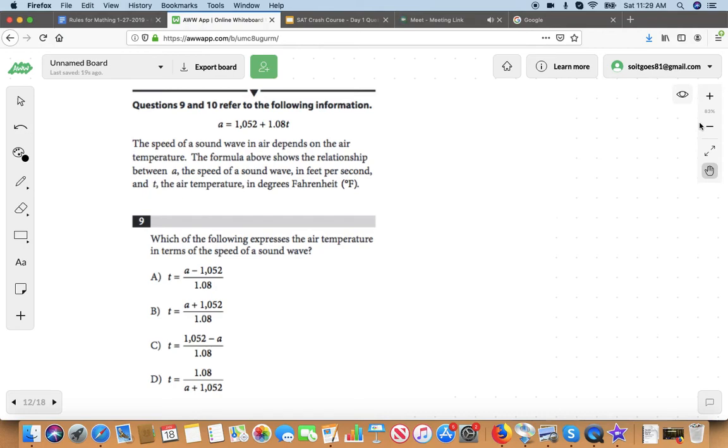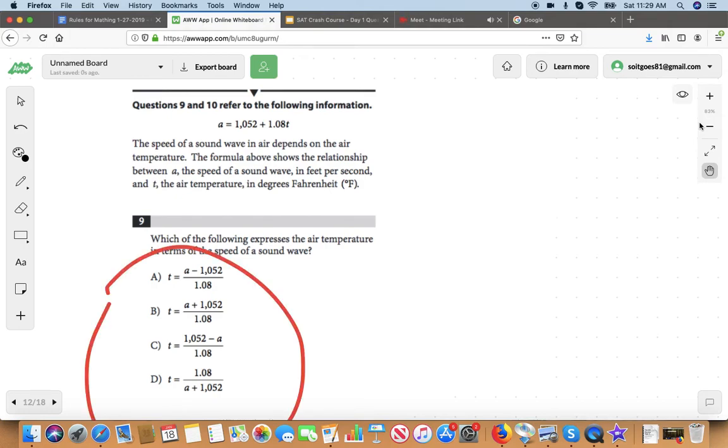All right. What are we solving for here, Caden? The air temperature in terms of the speed of a sound wave. Yes. Do you have any idea what that means or no? Not really. Okay, no problem. Take a look at the answer choices.